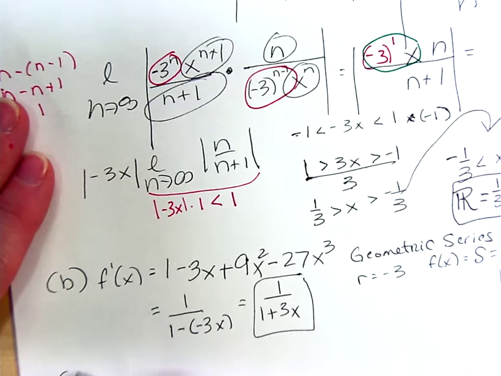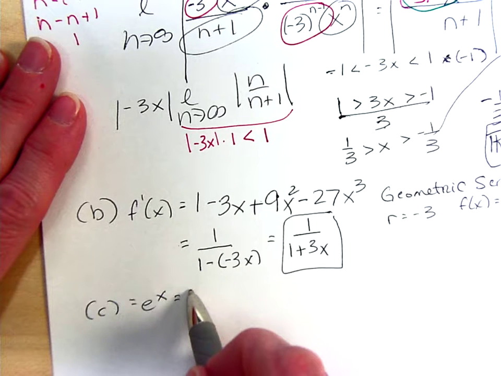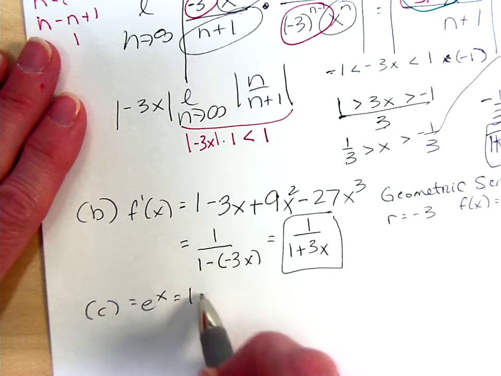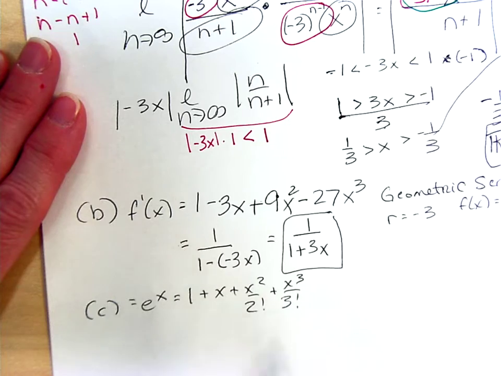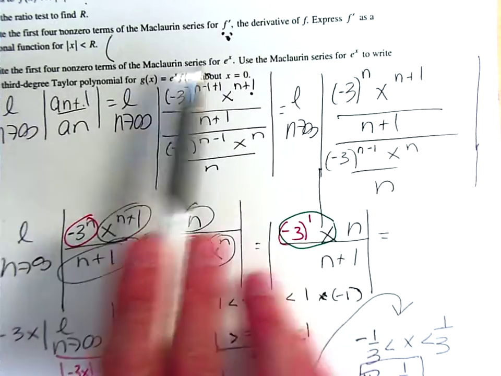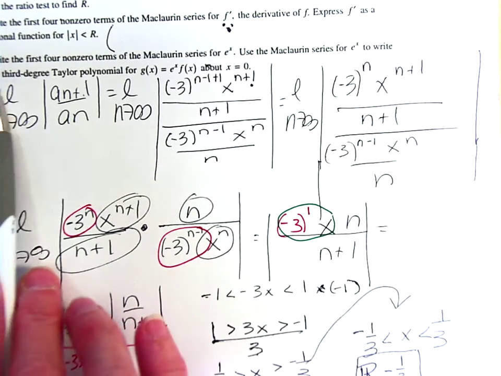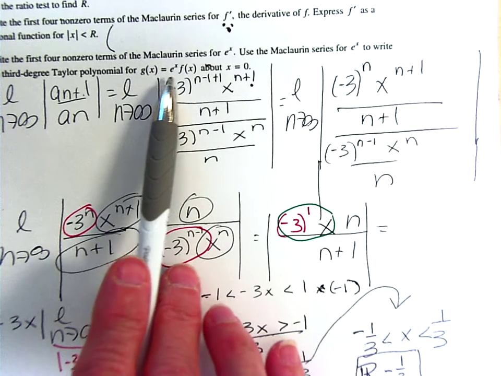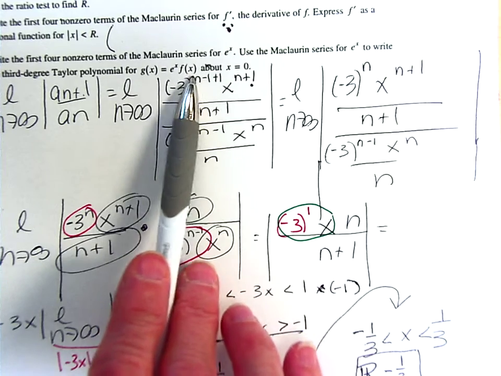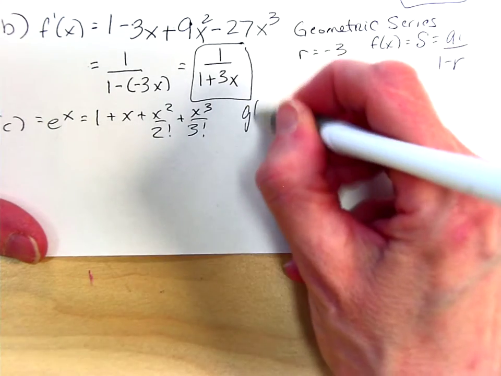All right. So e to the x is, does anybody know? What are the first 4 terms? 1 plus x plus x squared over 2 factorial plus x cubed over 3 factorial. Yes, and you have to be able to do that. So you'll probably get a point for that. Then it says, use the Maclaurin series for e to the x to write the 3rd degree Taylor polynomial for g of x. G of x is made up from e to the x times f of x, about x equals 0. So this is going to turn into a big algebra problem.